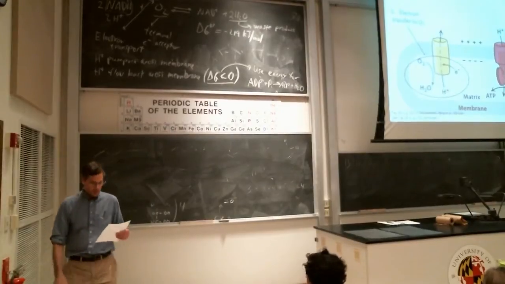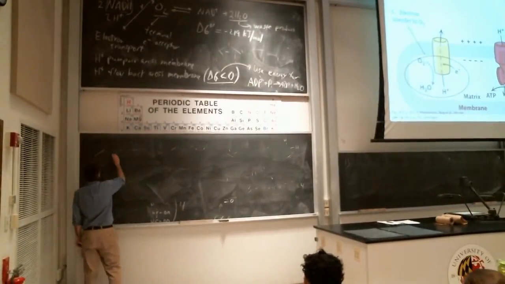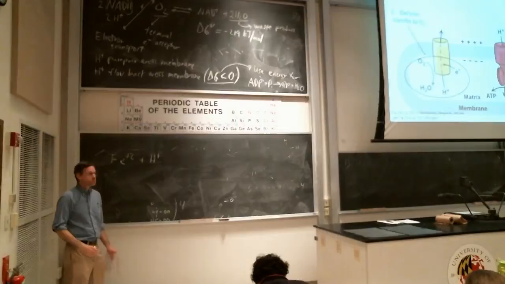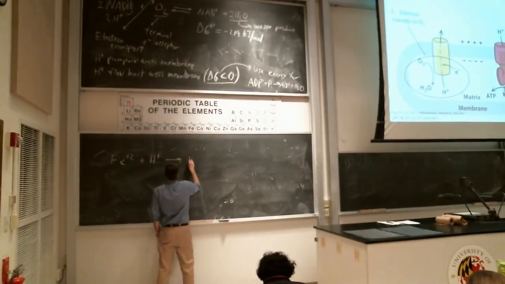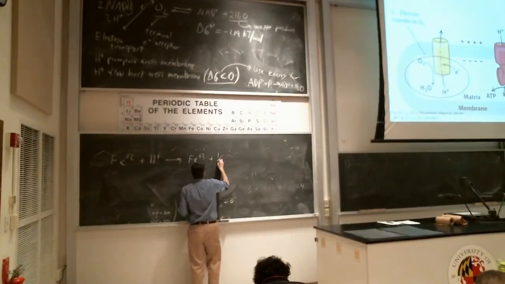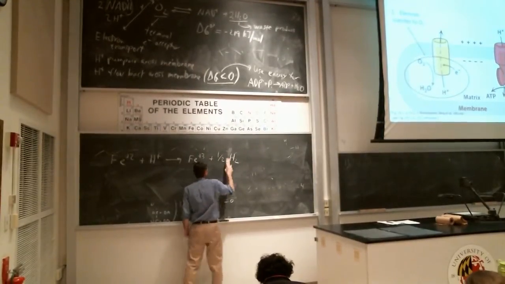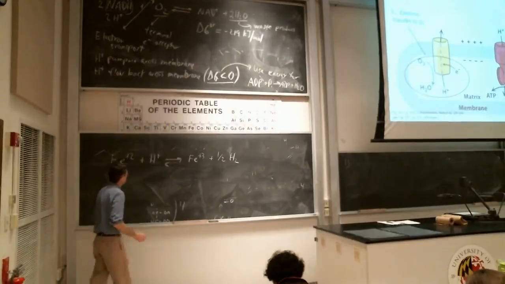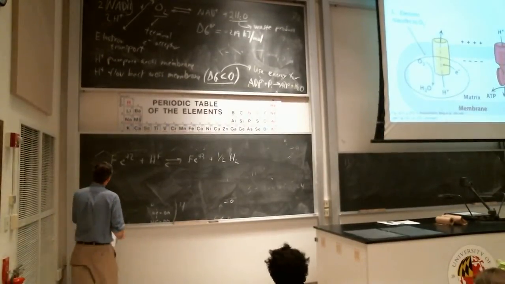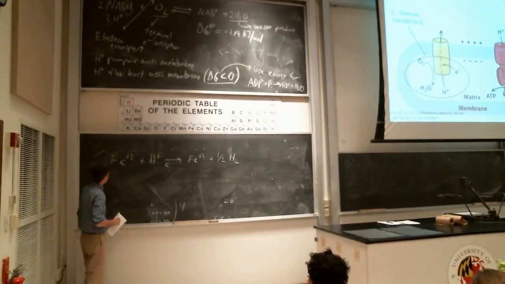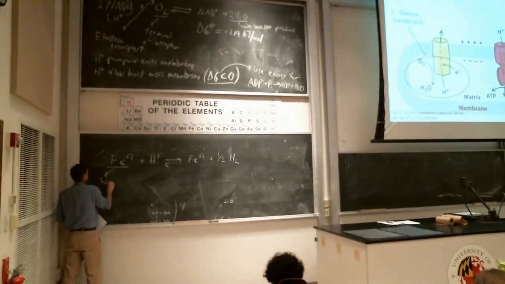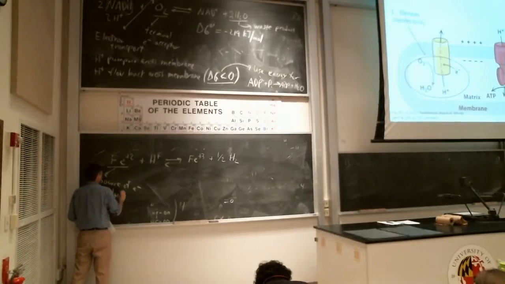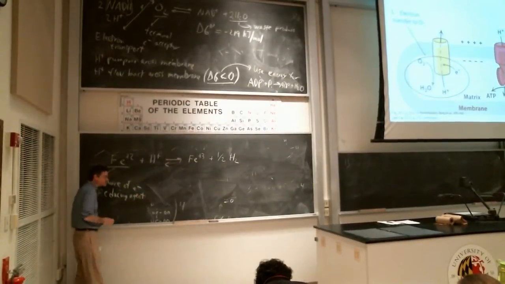So I'm going to consider a very simple redox reaction. Let's consider this reaction. Iron plus 2 reacting with a proton to make iron plus 3 plus half a mole of hydrogen gas. So this is a redox reaction, and electrons are going from the iron plus 2 to the proton. So the iron plus 2 is the source of the electron. So it's the reducing agent, or you could call it the reductant.